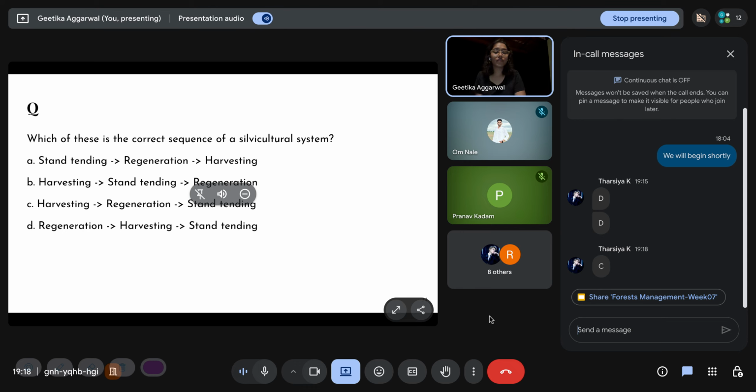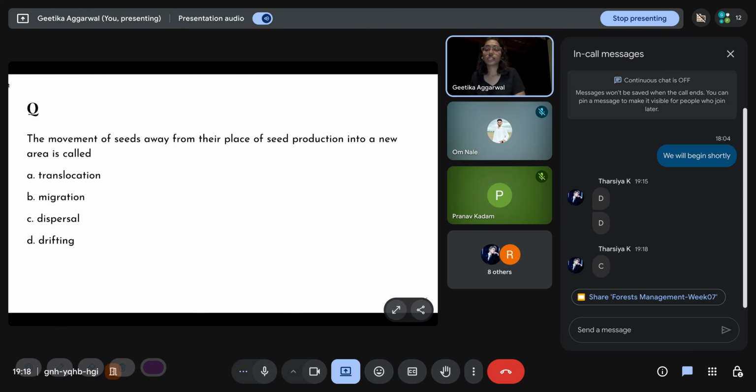Today nobody is in the mood of giving answers, huh? Anyway, you're correct. It's basically harvesting, regeneration, and stand tending. We just discussed you first harvest the area, you take out all of the vegetation, then somehow you regenerate either naturally or artificially, and then you tend to that stand which you have just created. So that's the correct sequence.